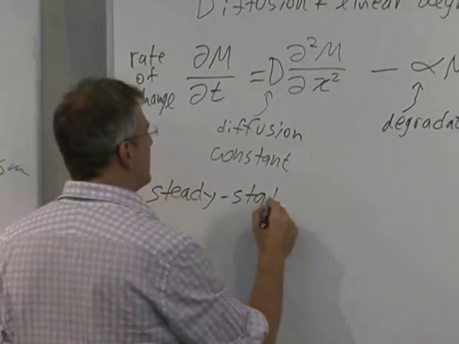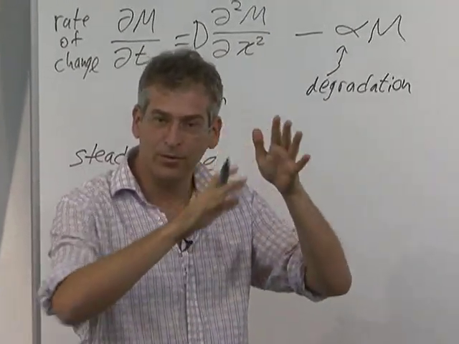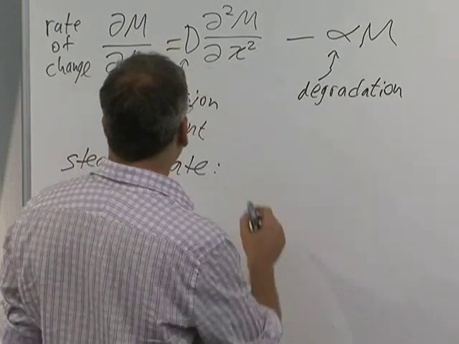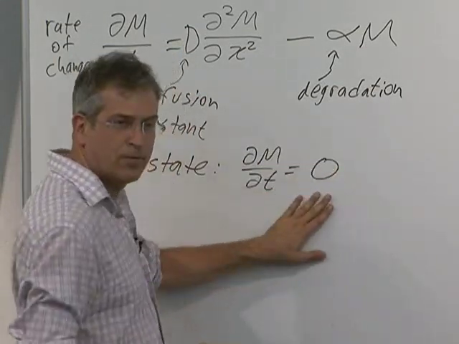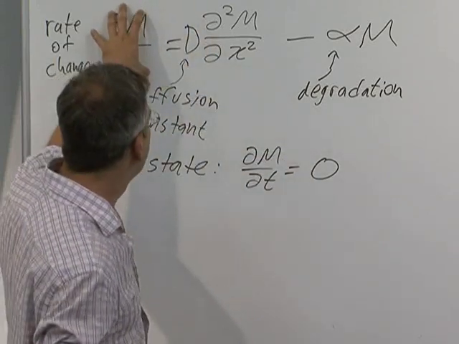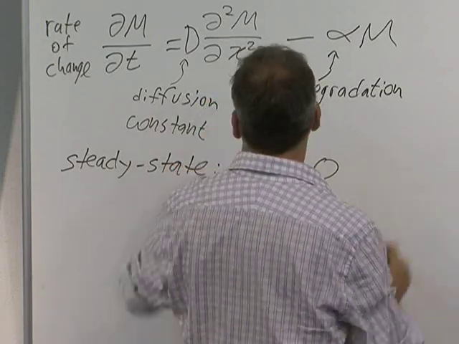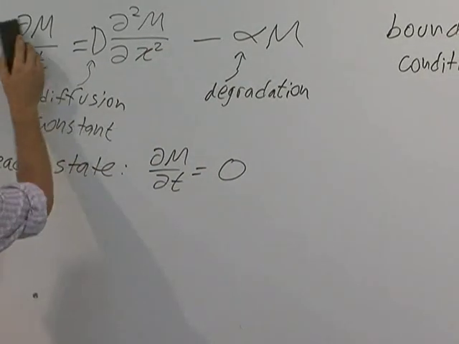All right, so I'm going to solve this at steady state. That's to say, I'm going to assume the system has enough time to diffuse and be degraded, until there's some balance between these two processes. So steady state, of course, means that there's no more change. You have 0. This is 0. And so the equation that we need to solve, no more change, right? This is 0.